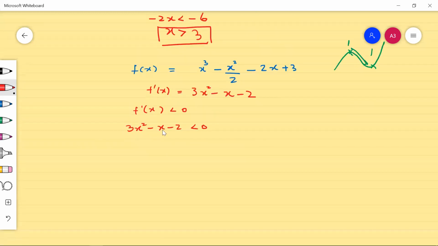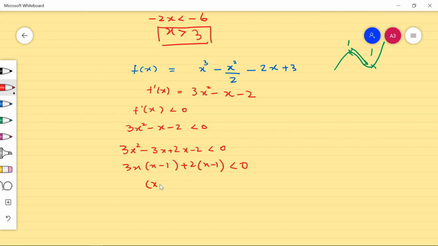This is a quadratic inequality, and you know how to solve a quadratic inequality. Factor by using the quadratic formula or by factorization. 3x square, and the factors will be minus 3x plus 2x minus 2 less than 0: 3x and x minus 1, plus 2 and x minus 1. So x minus 1 and 3x plus 2 less than 0, and x would be 1 and x would be minus 3 by 2.